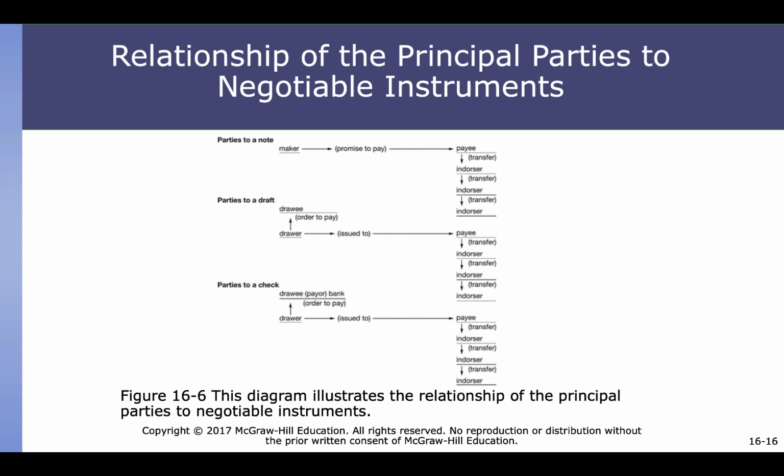Next, we have a draft, and remember the difference between a draft and a note was that there's one more party to the draft. We have the drawee who orders the drawer to make payment to a payee. So we normally think of a bank, so an individual who has an account at a bank is the drawee, the bank is the drawer, and then the payee is the person that the drawee wants to pay. And again, you endorse those to receive payment, and you can also endorse them to transfer them to another party who can receive payment. And parties to a check, you can see this is exactly the same. Checks are drafts, so it's the same parties as we discussed in a draft.